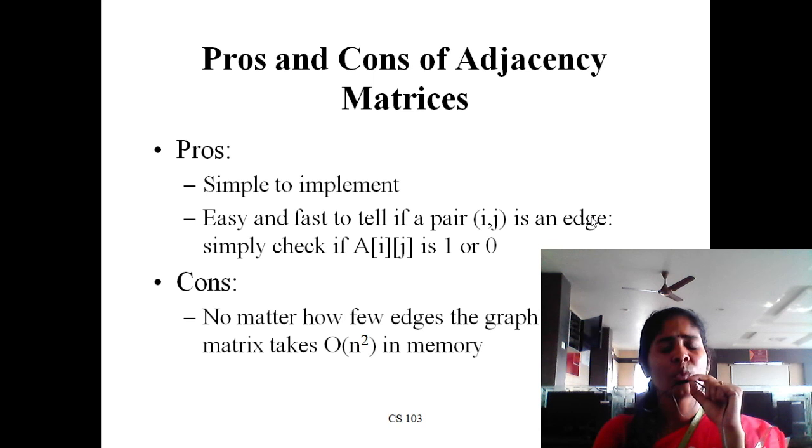Then what are the advantages and disadvantages of representing the graph using matrices? Obviously, it is very simple to implement as well as very easy to understand. The disadvantage is that if the number of nodes in the graph increases, the time taken as well as the memory required to fill the matrix is very high. This is the disadvantage of matrix representation.